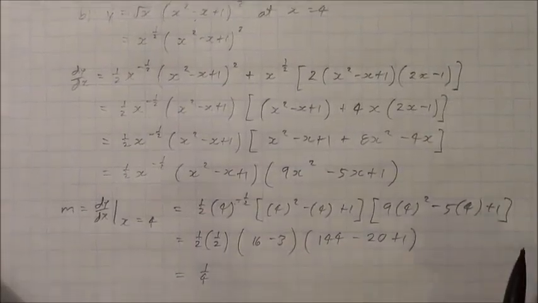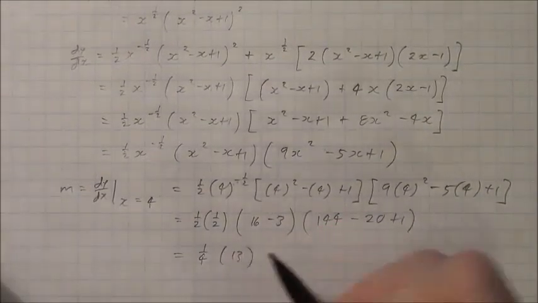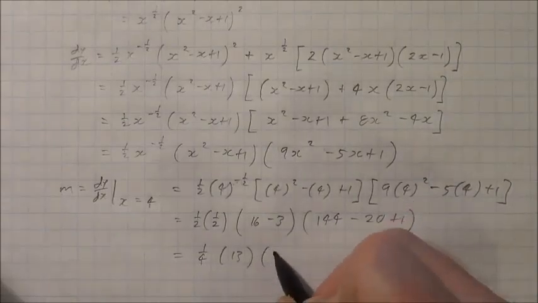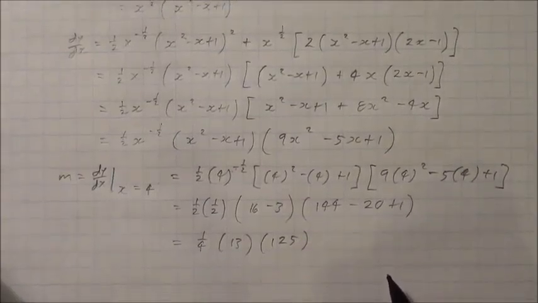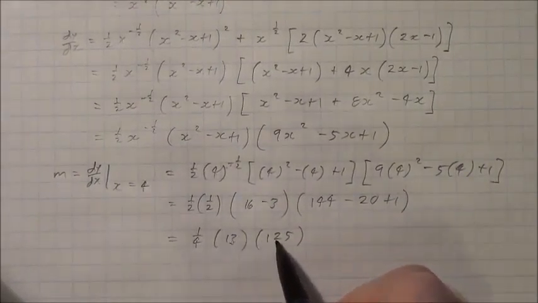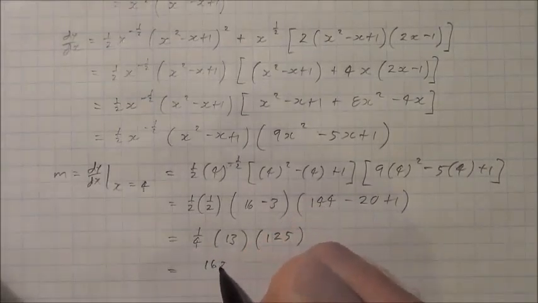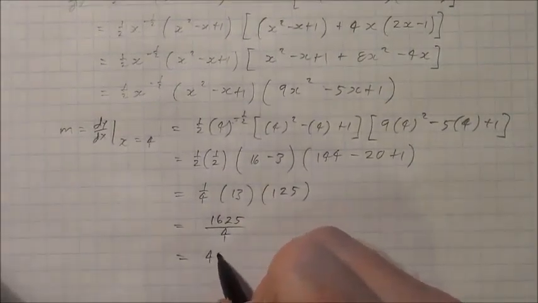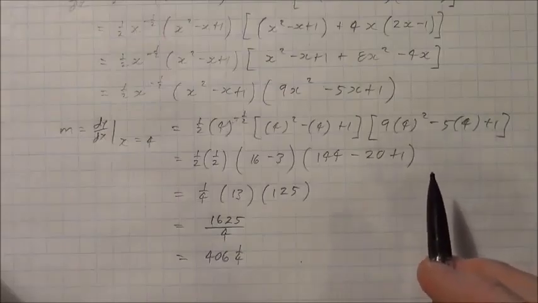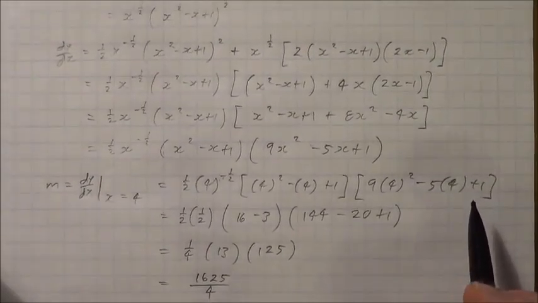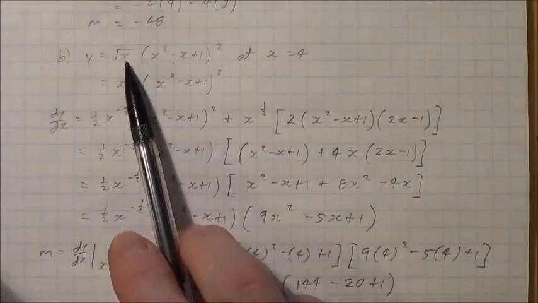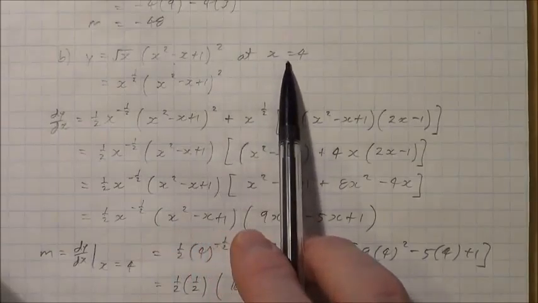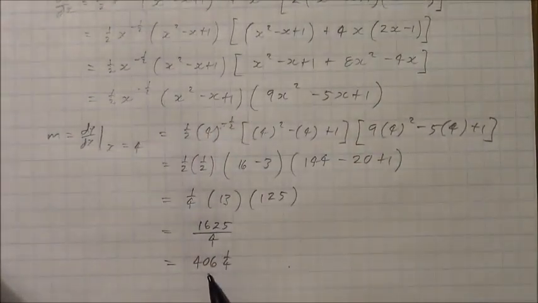A half times a half gives me a quarter, times 13. Then I'm left with 145 minus 20, which gives me 125. So if I know my 13 times tables well enough, 13 times 125 is going to give me 1625 divided by 4. And that is going to leave me with a gradient of 406 1/4. So the gradient of y equals root x, quantity x squared minus x plus 1 all squared, evaluated at x equals 4, is 406 1/4.